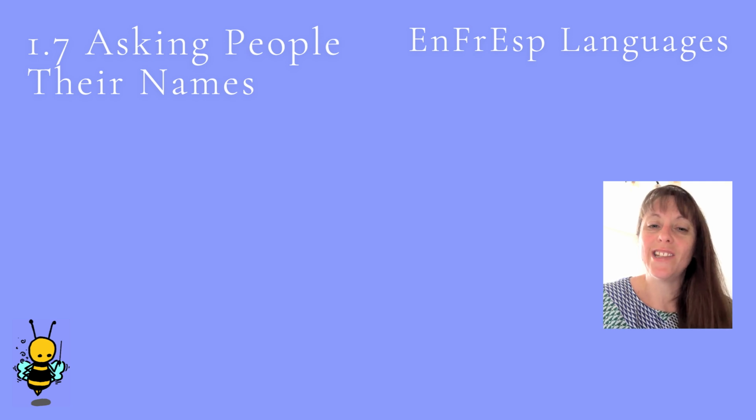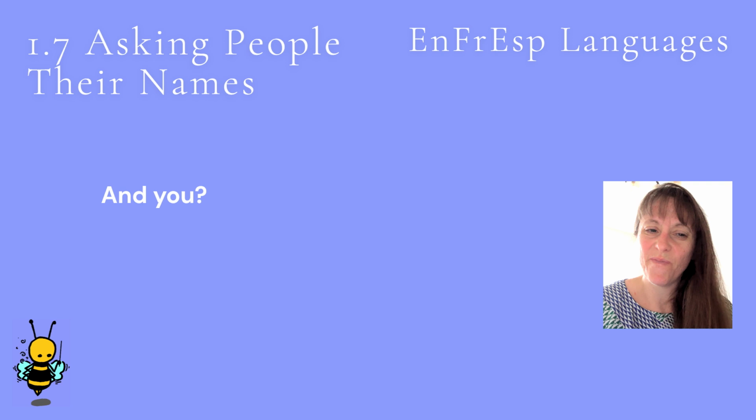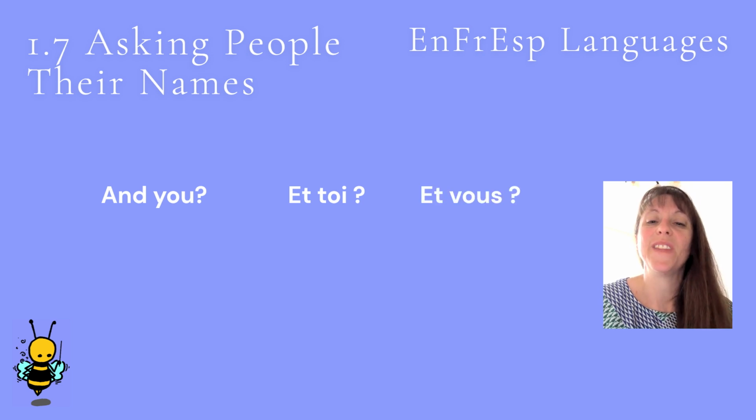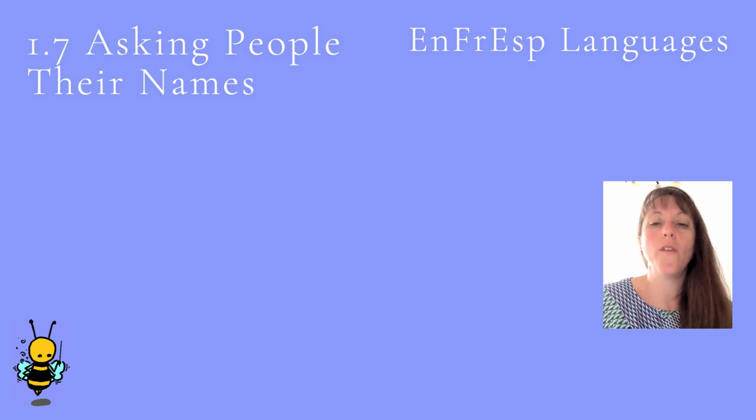If someone asks your name and you want to ask them their name, instead of repeating Comment vous appelez-vous, you can simply ask, and you? In French, this is. Et toi? In informal French and. Et vous? In formal French.